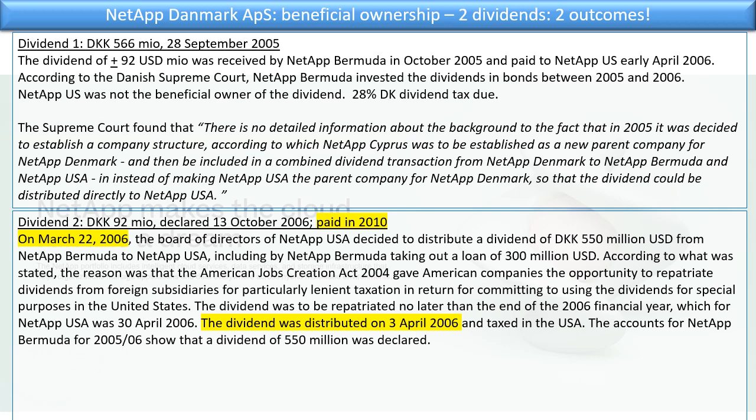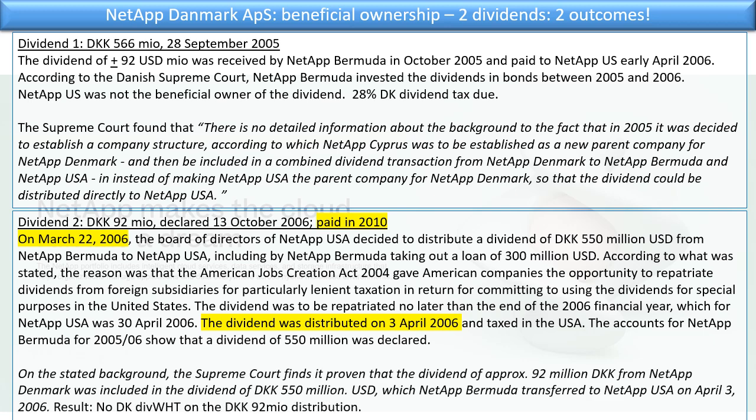The dividend was to be repatriated no later than the end of the 2006 financial year, which for NetApp US was 30 April 2006. The dividend was distributed on 3 April 2006 and taxed in the US. So it was declared 22 March. It was distributed on 3 April 2006, and the accounts for NetApp Bermuda in 2005-2006 show that a dividend of $550 million was declared. That still does not explain how the dividend from Denmark, which was only declared 13 October 2006 and only paid in 2010, could be included in this amount. But the Supreme Court decides that it is included.